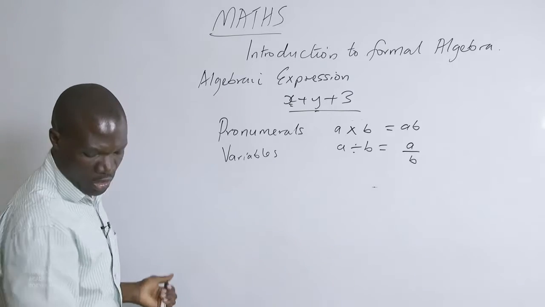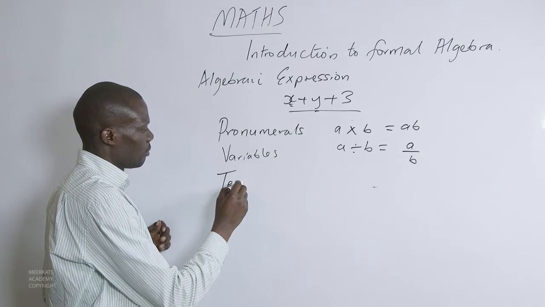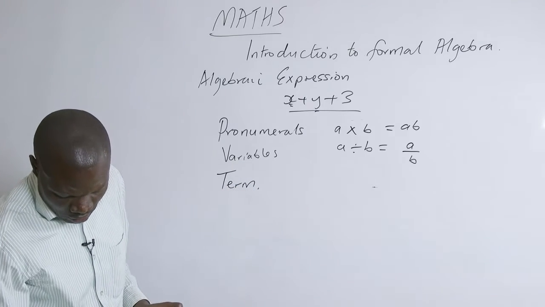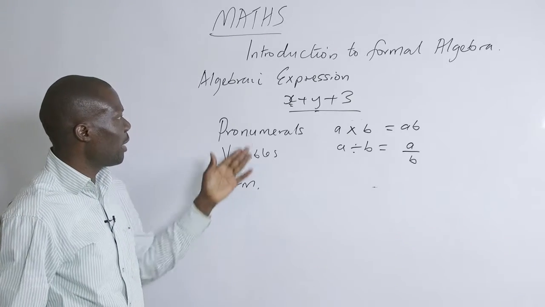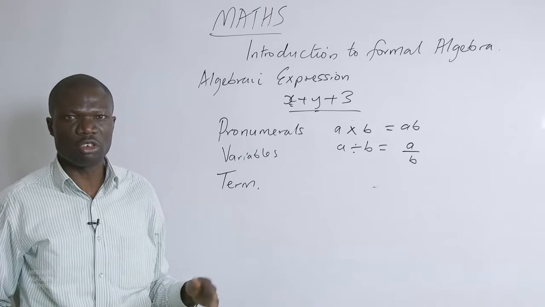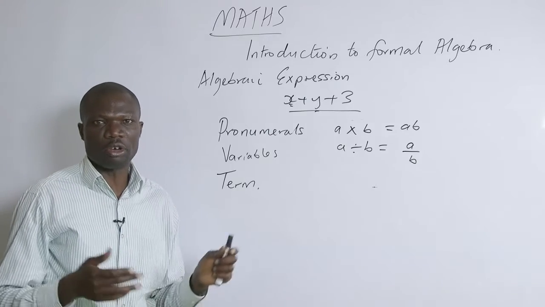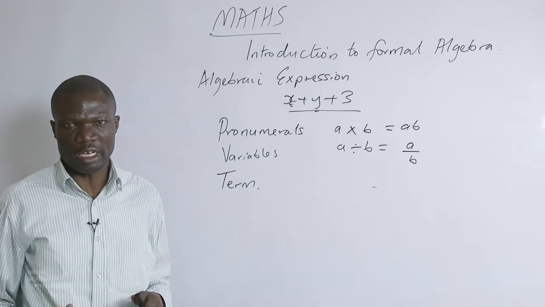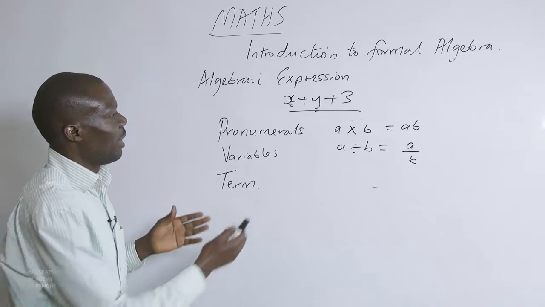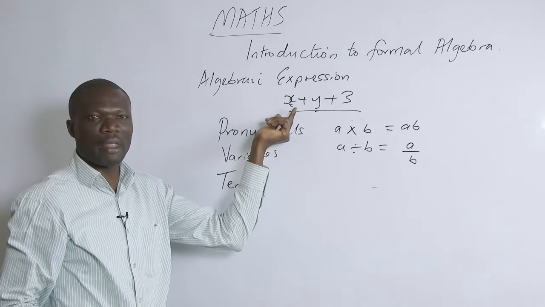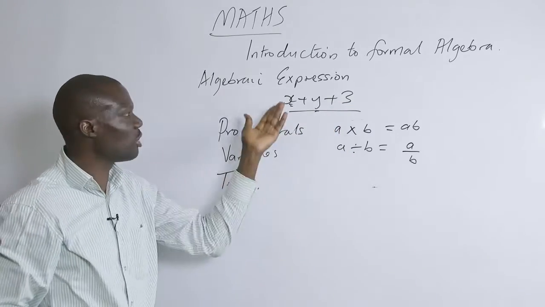Now we have what we call a term. When you talk about terms, we are talking of an expression which consists of both numbers and pronumerals. A term is simply consisting of both pronumerals and numbers. Like this one here, we have three terms. x is a term, y is a term, and the constant 3 is also a term. So we have three terms here.